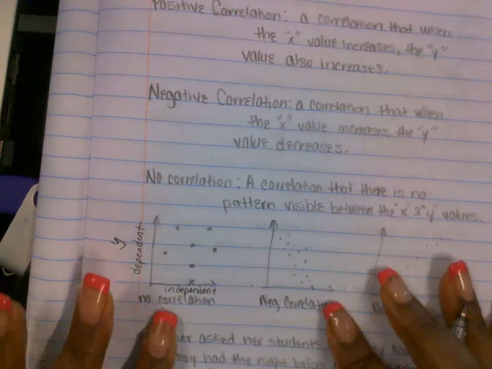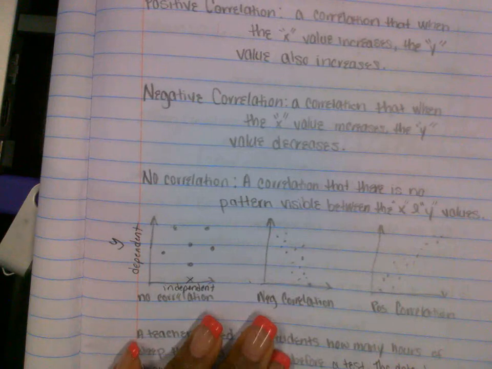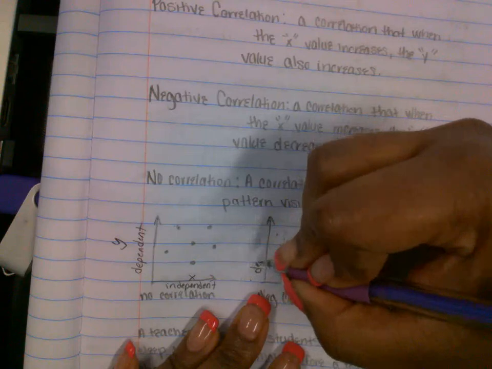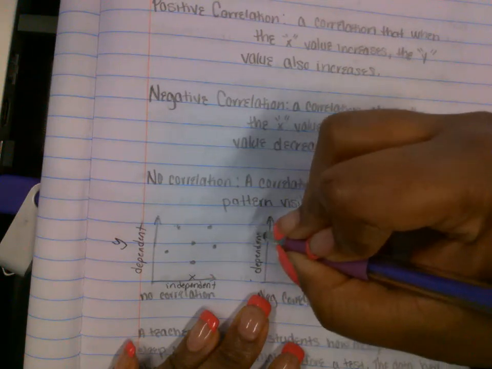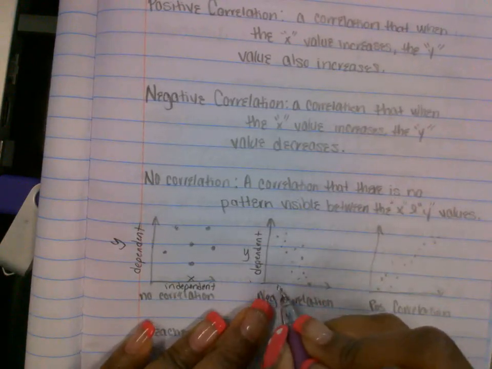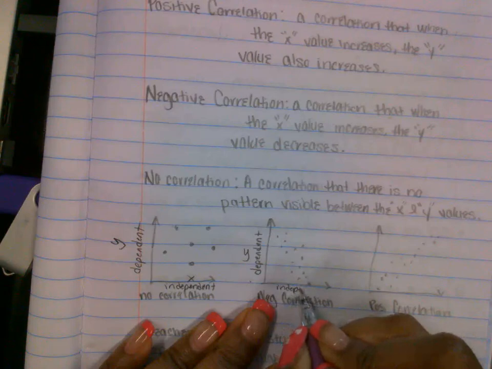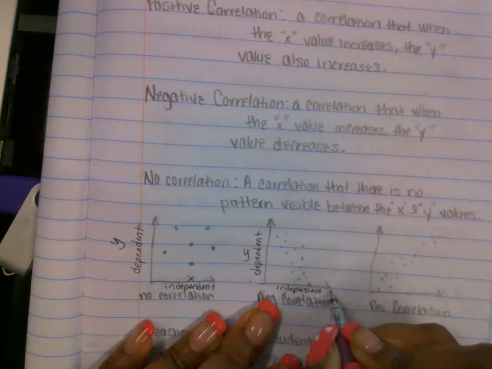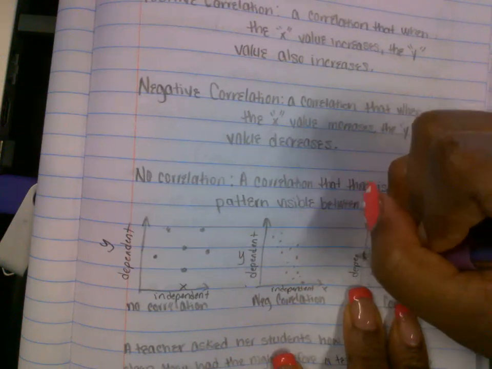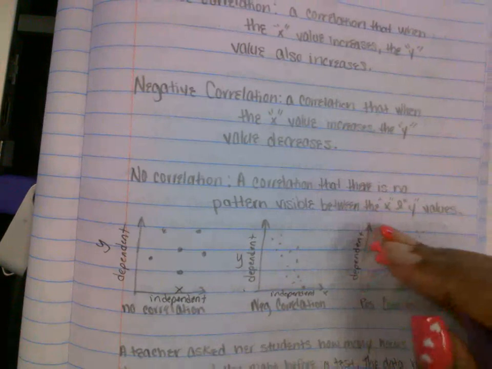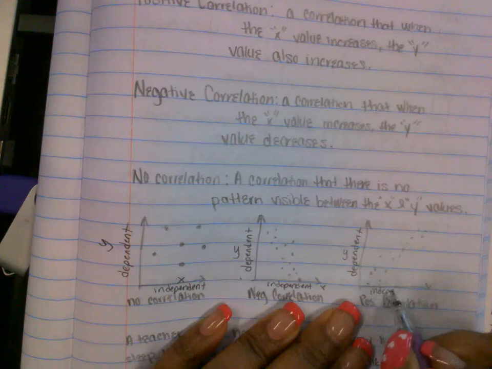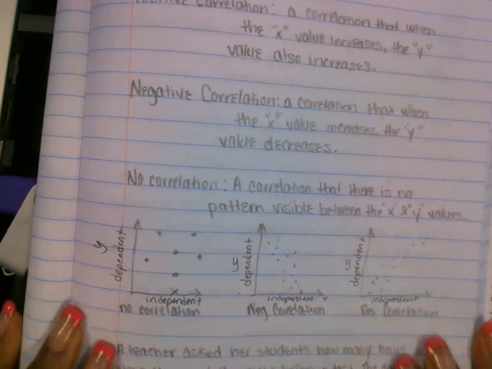We kind of already know that, but we need to make sure that we understand that as we're doing scatter plots. This again is your dependent variable, which is your y. And this is your independent, which is your x. Okay? Dependent, independent. Okay?